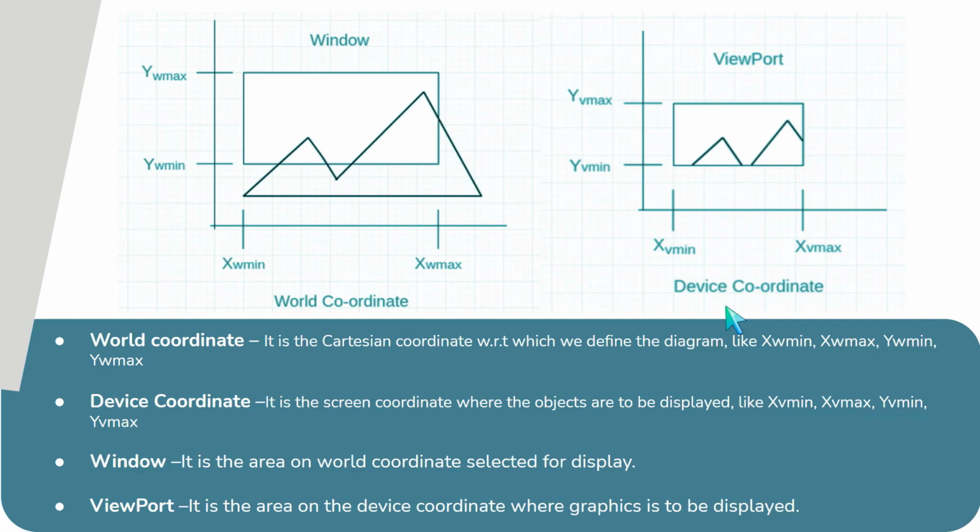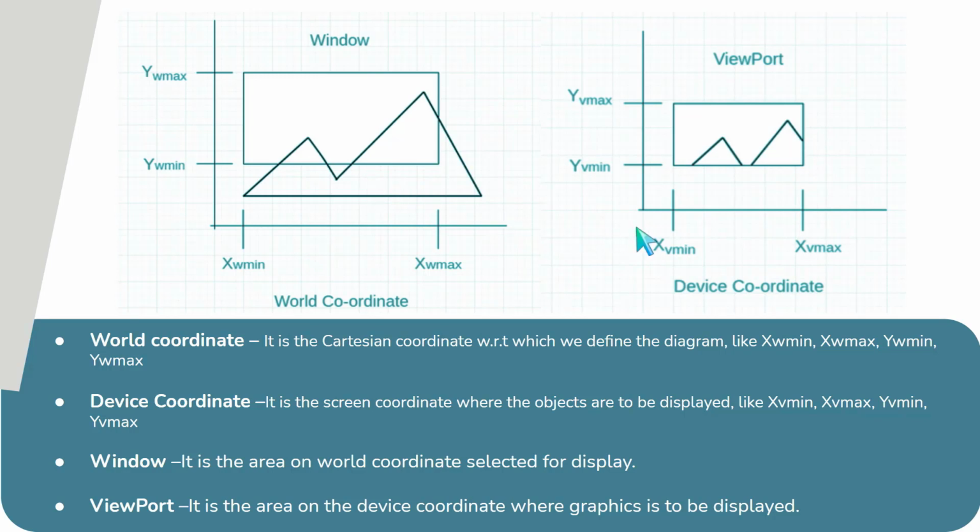There are some terms included in the 2D viewing transformation, that is world coordinate. We know that it is the Cartesian coordinate with respect to which we define the diagram. Like here, that is the minimum x coordinate of the window, maximum x coordinate of the window, maximum y coordinate of the window and minimum y coordinate of the window.